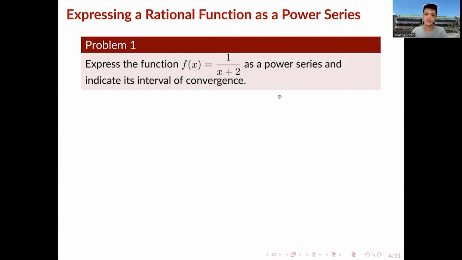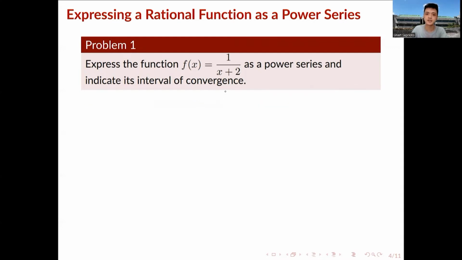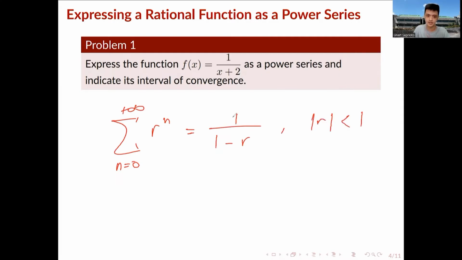Okay? So I hope you did try the problem. Let's look at our approach here. First, remember that the geometric series is of the form the sum of r to the n, where n runs from 0 up to positive infinity. It is equal to 1 over 1 minus r whenever the absolute value of r is less than 1. The r here is the common ratio, if you can remember. It's from high school, so hopefully you can still remember. If not, well, now you know.